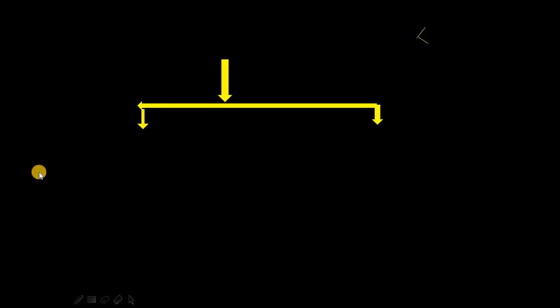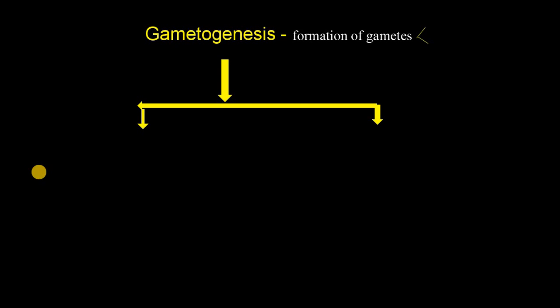Oogenesis is a type of gametogenesis. Gameto means gametes and genesis means formation. Gametogenesis is the process of formation of gametes. There are two types of gametes: sperm, the male gamete, and ovum, the female gamete. Gametogenesis is of two types: spermatogenesis and oogenesis.